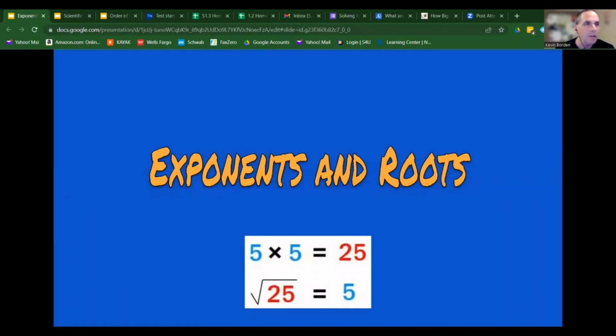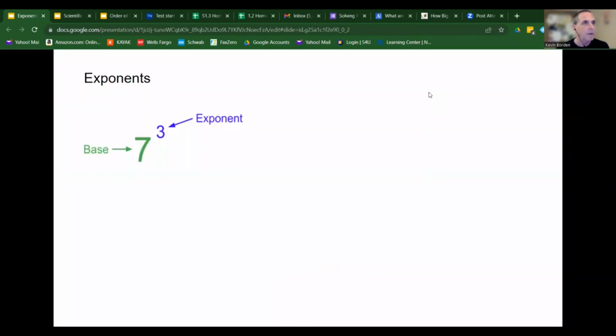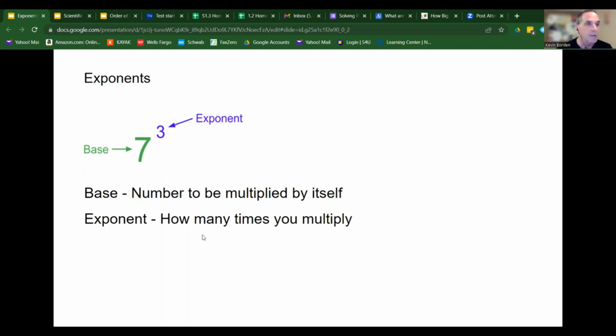These are basically shortcut notations that tell us to perform certain math operations. So this is an example of an exponent situation. We have what we might refer to as 7 to the third power, or 7 to the exponent of 3. We refer to the 7 as the base. This is the number that's going to be multiplied by itself a certain number of times. The exponent is what tells us how many times we're going to multiply it. So in this case, we're going to multiply 7 times itself a total of 3 times.